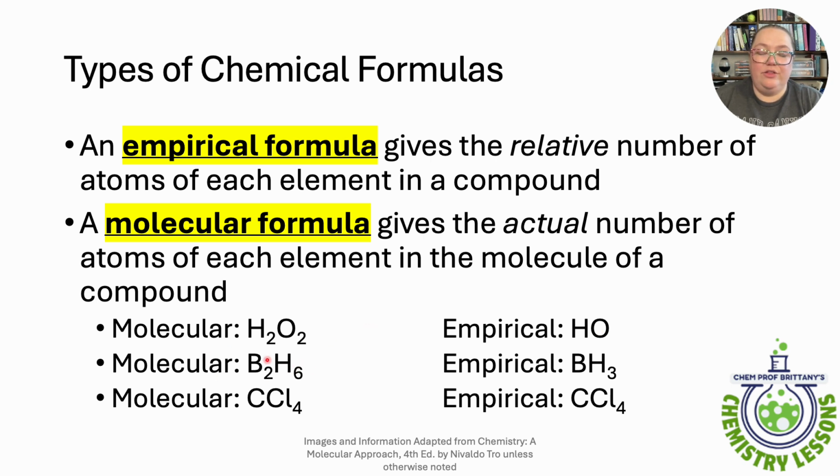B2H6 is the molecular formula, but there are 3 times as many hydrogens as there are borons, so BH3 is the empirical formula. It is possible to have a compound where the empirical formula and the molecular formula are the same thing. So CCl4, 1 carbon to every 4 chlorines.